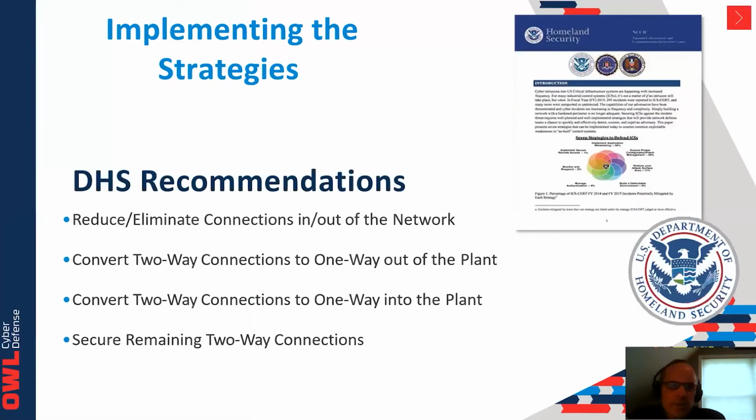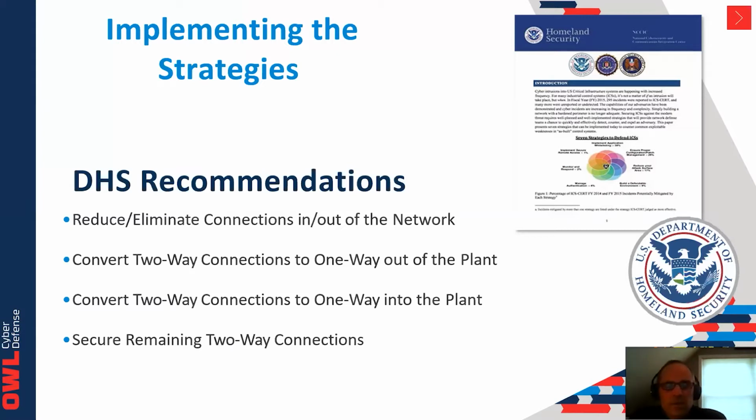So those strategies come down to basically these 4 bullet points here: reducing or eliminating connections in and out of the network. So that's back to the 583. How do we get that number more manageable for us? Not by disconnecting data from folks that do need it, but potentially limiting ones that are no longer valid, no longer in use, or just aren't necessary anymore.